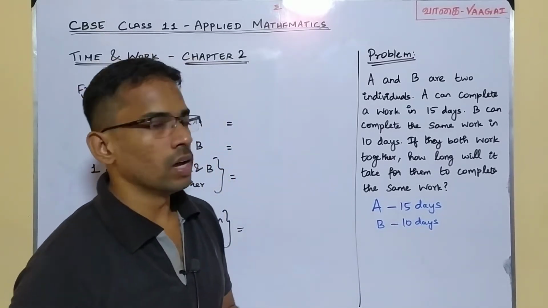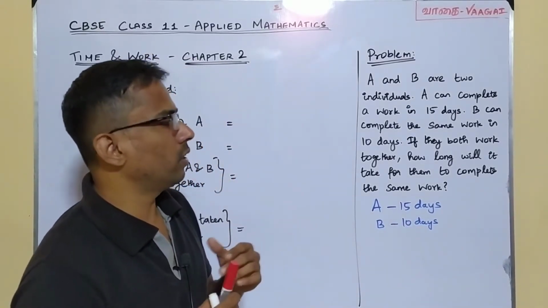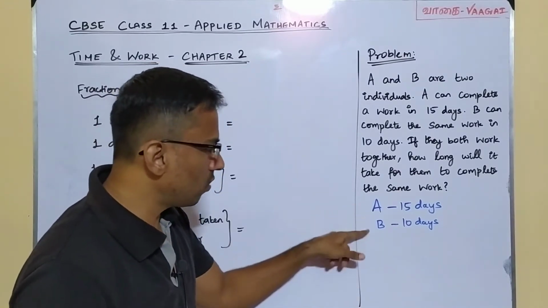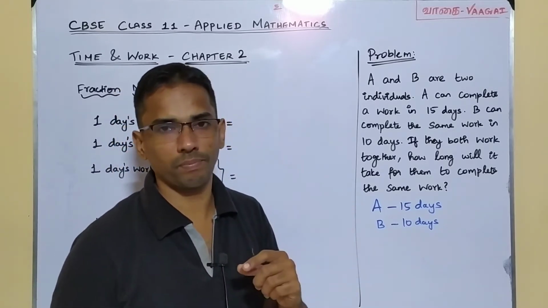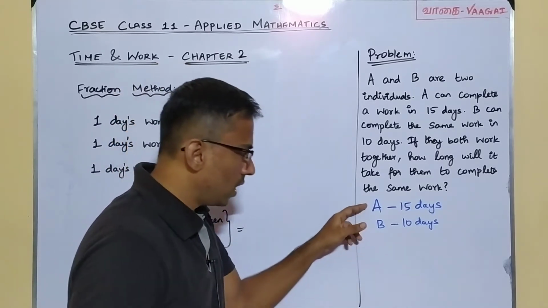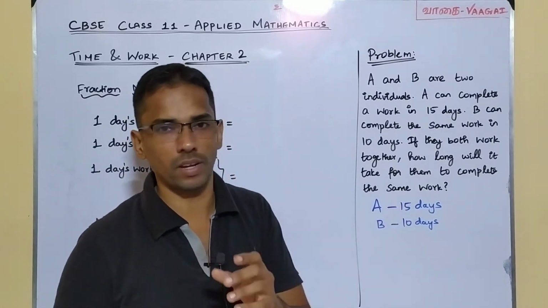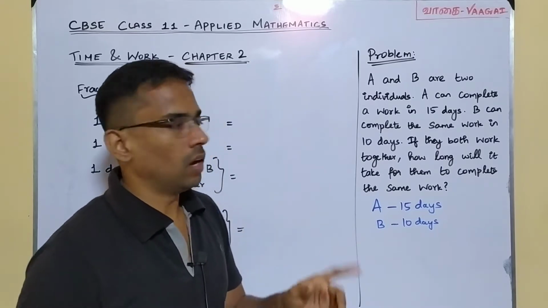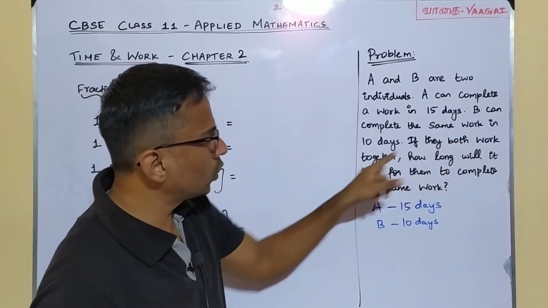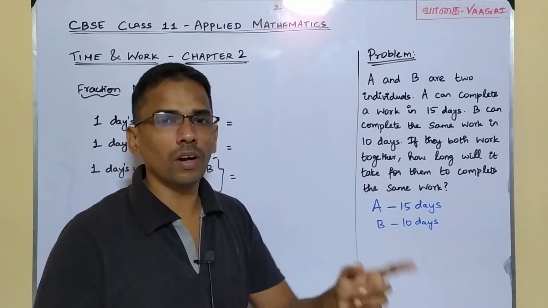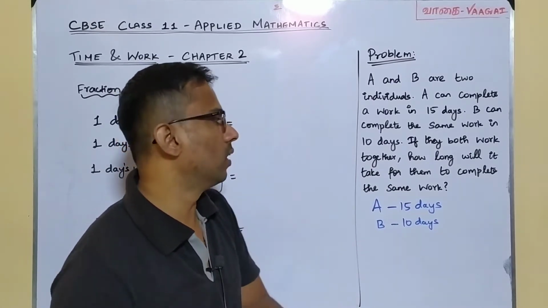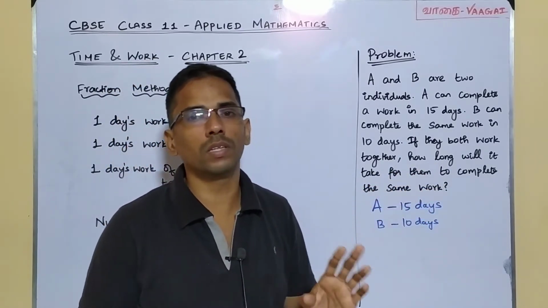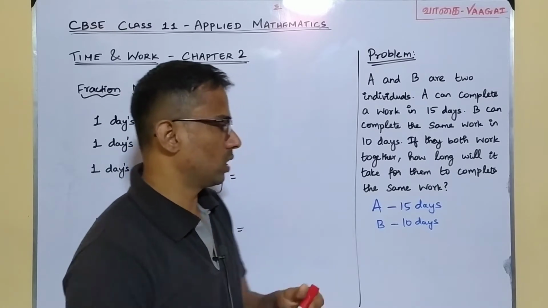Let's continue. If they both work together, now they are going to work together, and this information is for when they work individually, when they work alone. If A alone works, A can complete the work in 15 days. Similarly, if B alone works, B can complete the work in 10 days. Now the question is, if they are going to work combined, how long will it take for them to complete the same work? Very simple question, very basic question for us to understand.